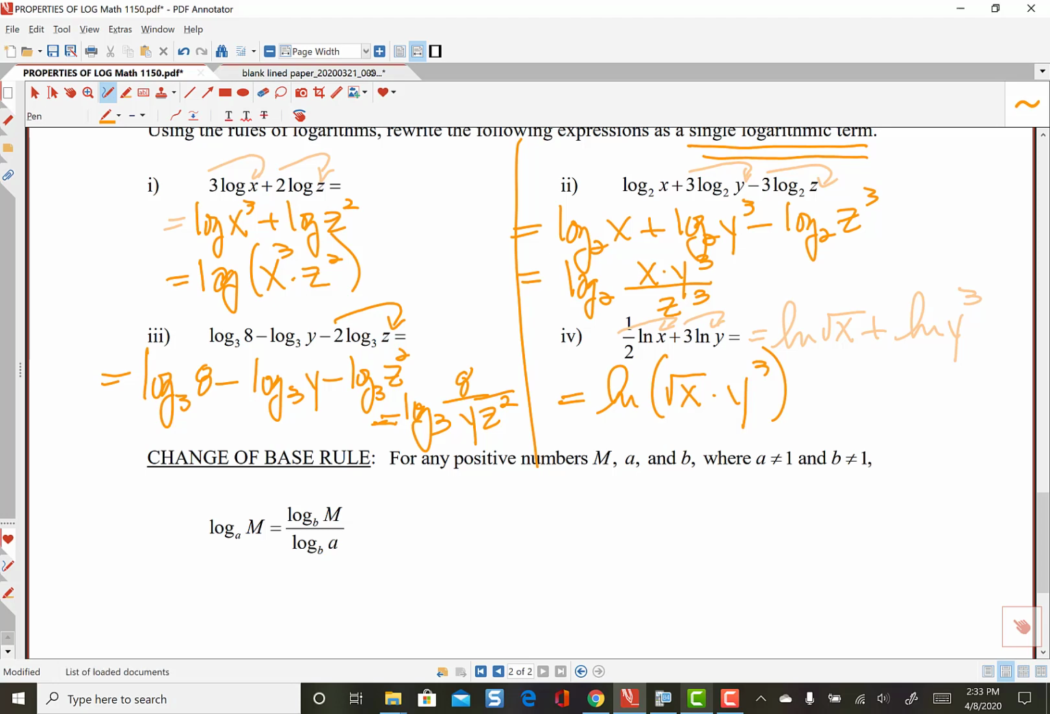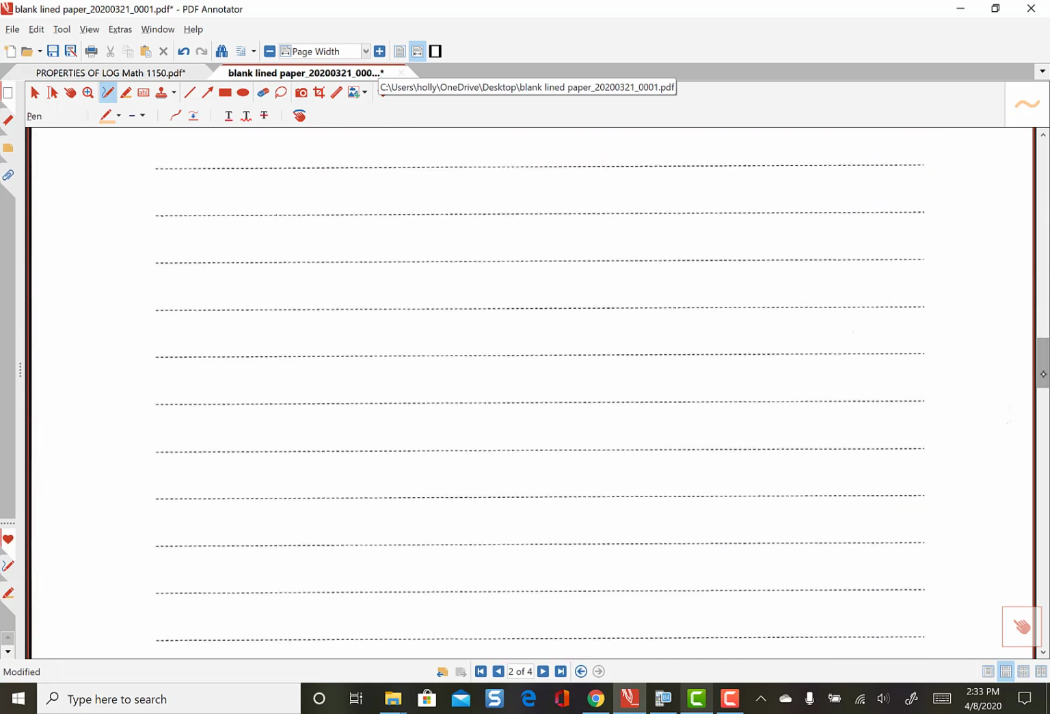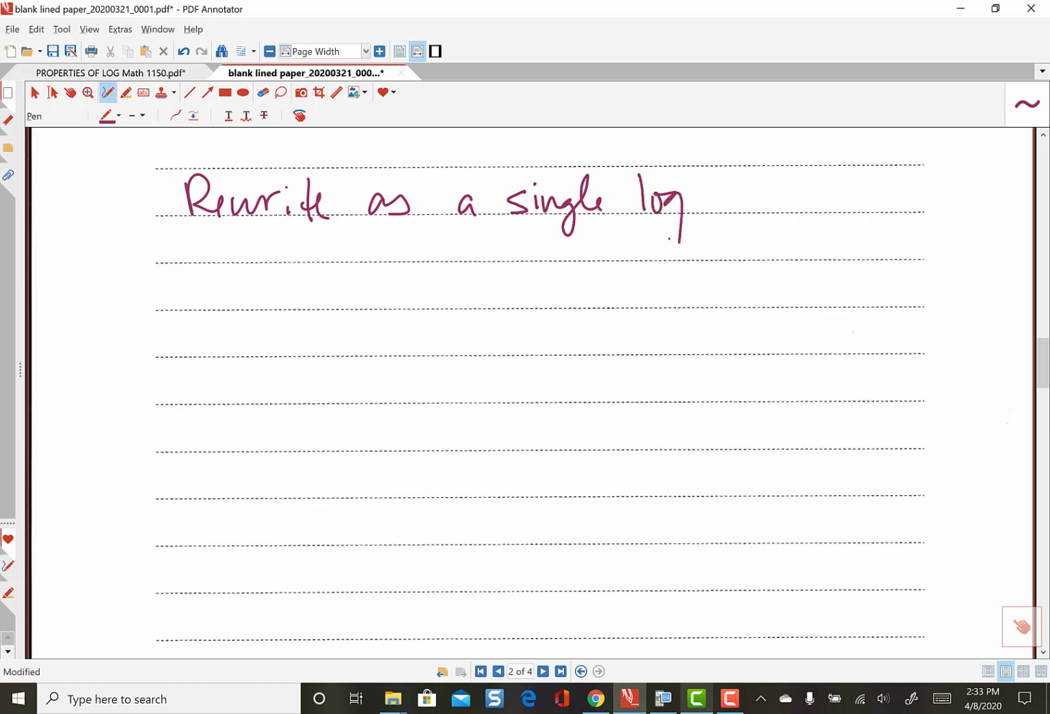All right, so let's try a couple more that are like that, where I have a little bit more room to work. So let's see, our instructions here are we want to rewrite these as a single logarithmic term.